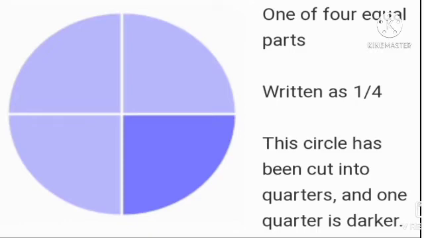One of 4 equal parts is written as 1 by 4. This circle has been cut into quarters and 1/4 is darker. Here, what is the fraction of the dark shaded portion? Yes, it is 1 over 4. 1 out of 4. 1 by 4 can also be read as quarter. Quarter portion of a complete circle.